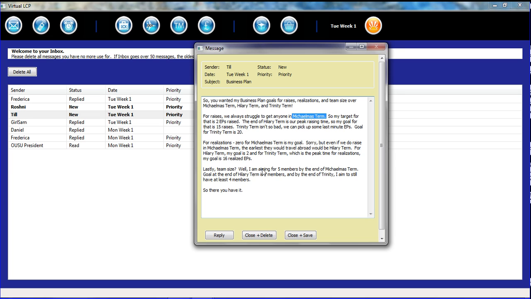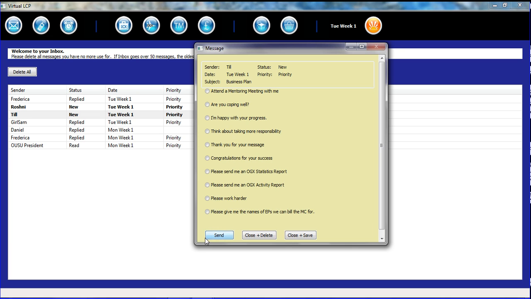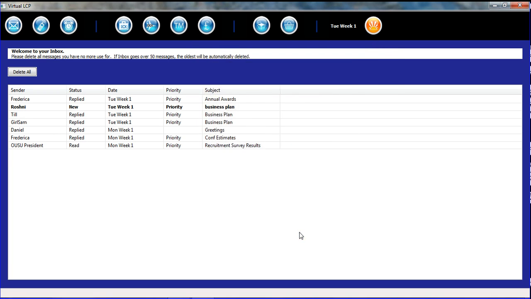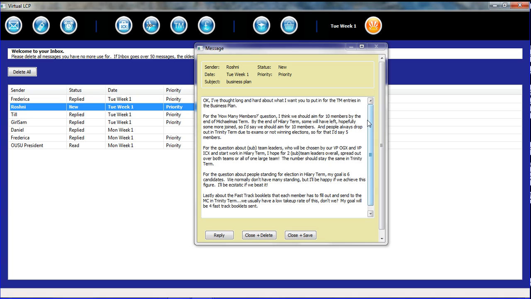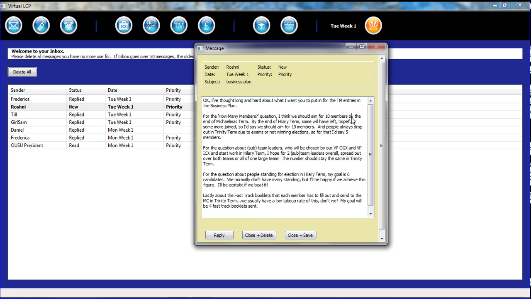Right, how many members? 10. Sub-team leaders, this is our mission, we have to get 2. So yes, we're going to say 2. People standing up for election, 6 candidates. That's nice and ambitious. And we also have to say how many fast-track booklets we want. If you remember before, that's how each member rates their own skills and charts their progress. So she wants only 4. Okay, I'll accept that as a goal, but I think we're going to beat it though.